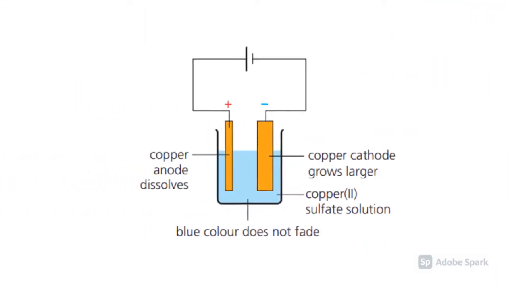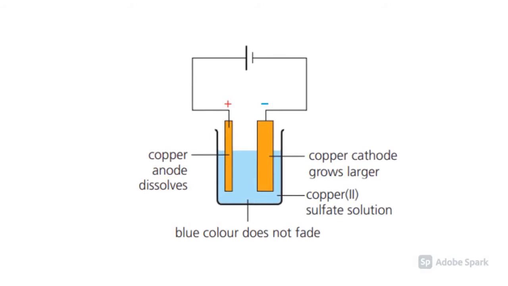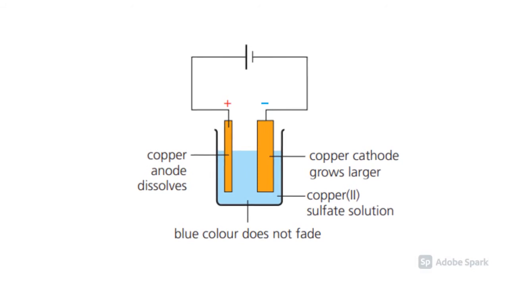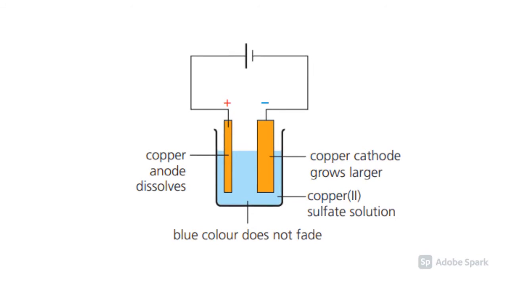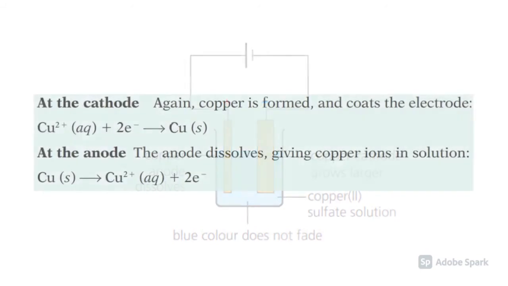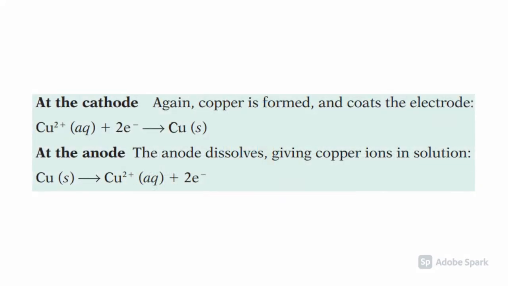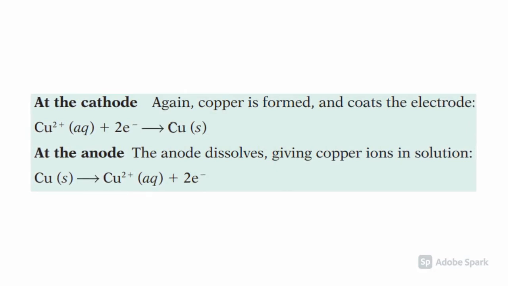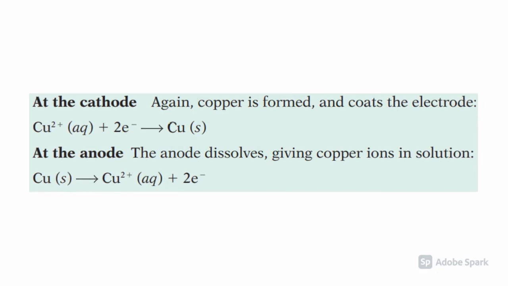If we switch the inert electrodes to copper electrodes, we get a slightly different result. At the cathode, you again form copper, and that coats the electrode. But the anode actually dissolves, giving copper ions into the solution. The anode dissolves because the copper atoms at the anode lose their electrons, and the electrons flow back through the circuit. The ions that form go into the solution.